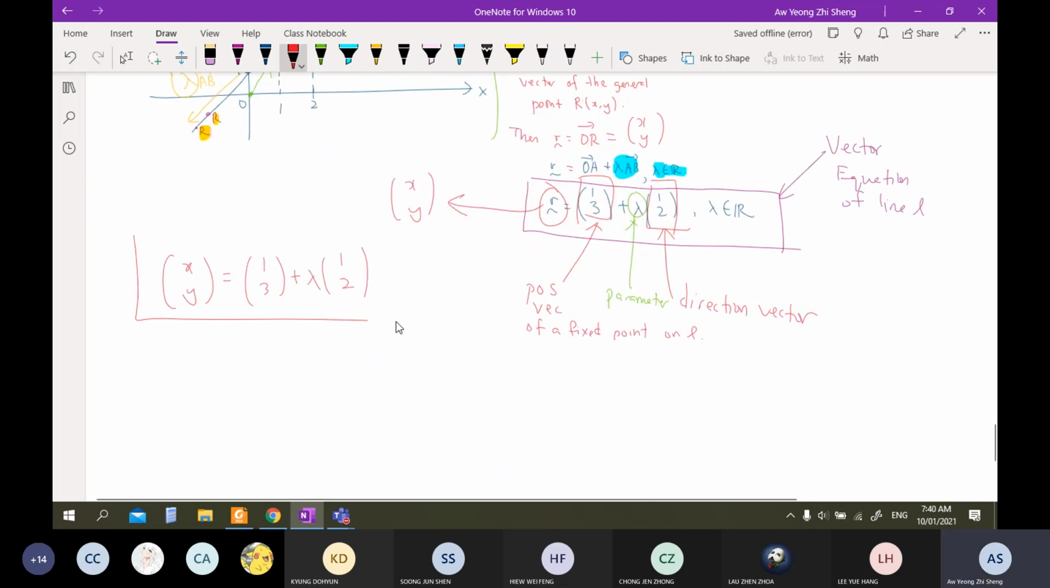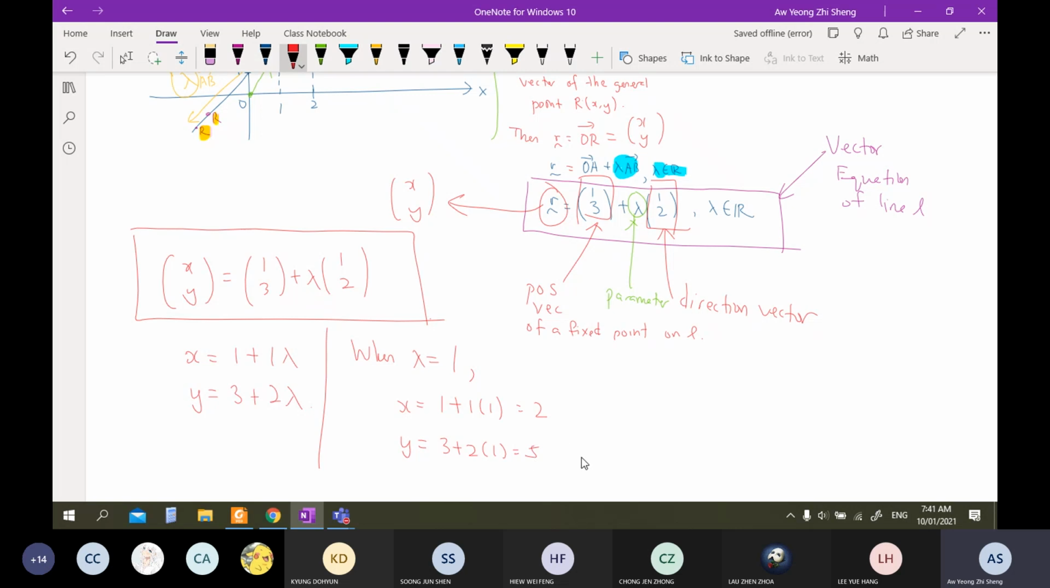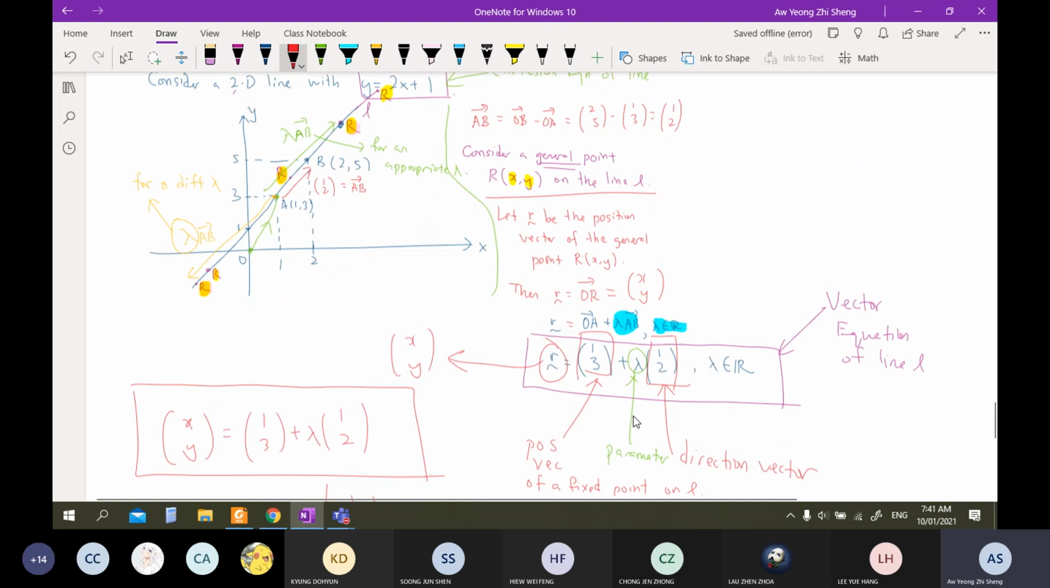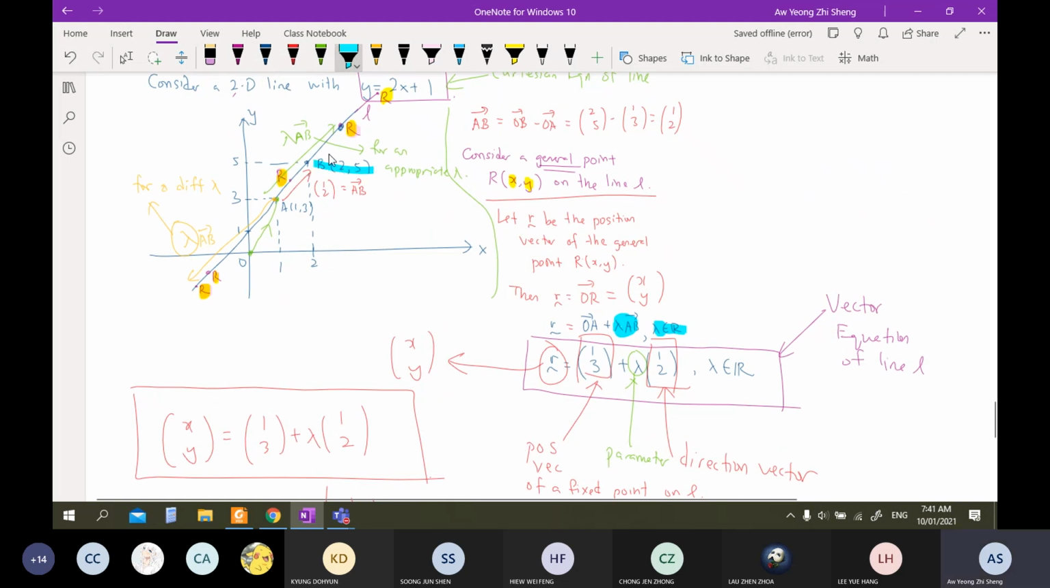Now, if you look at this vector equation, it's actually giving you an expression for the x and y coordinates of a point on the line. So you get x equals 1 plus 1 lambda, and y equals 3 plus 2 lambda. For example, when lambda equals 1, you get the x coordinate as 1 plus 1 times 1, which is 2. y is 3 plus 2 times 1, which is 5. That means (2, 5) is a point on the line. And is (2, 5) really a point on L? It is, because it is actually your point B.